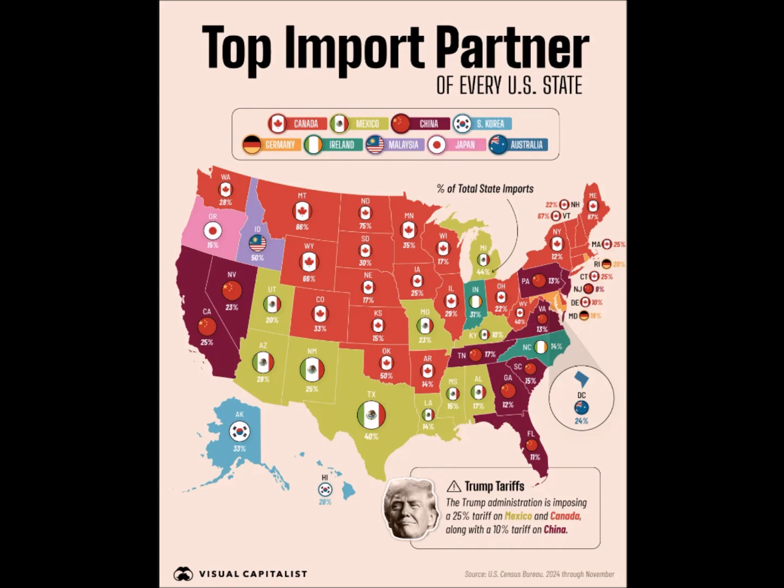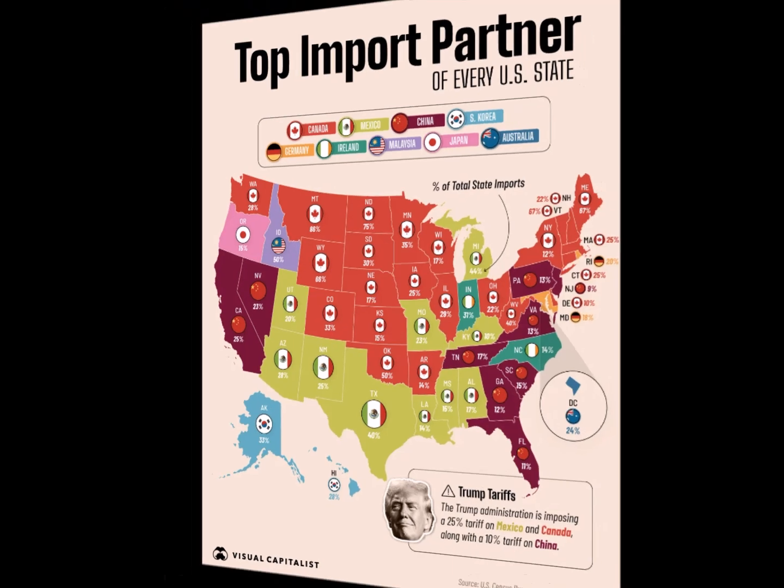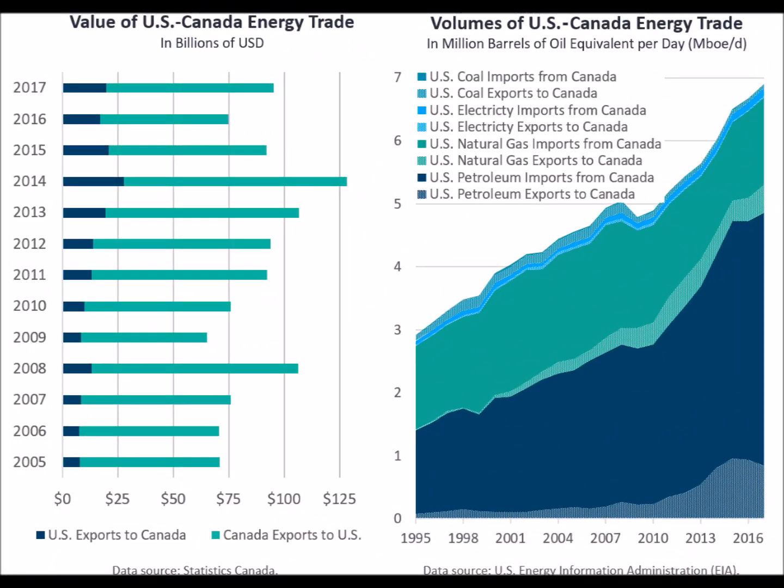However, the map also reveals the influence of Asian economies, with China, South Korea, and Japan being key import partners for several states. Interestingly, European countries like Germany and Ireland also feature prominently in certain regions. This varied distribution of top import partners underscores the complex and interconnected nature of global trade and its impact on individual U.S. states. This image presents two graphs visualizing the U.S.-Canada energy trade from 2005 to 2017.